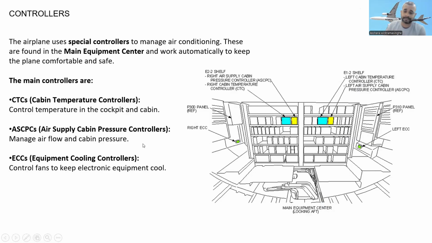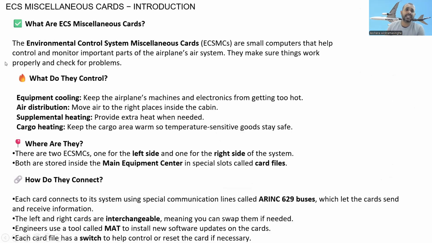All right. Now the ECS miscellaneous card introduction. ECS miscellaneous card means environmental control system miscellaneous cards. What are the ECS miscellaneous cards? The environmental control system miscellaneous cards, ECSMCs, are small computers that help control and monitor important parts of the airplane's air system. They make sure things work properly and check for problems.